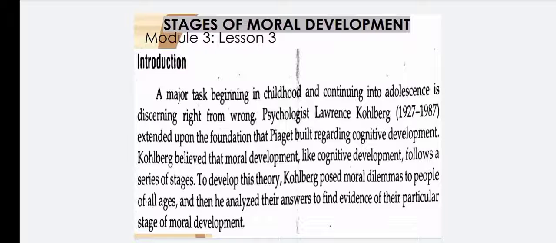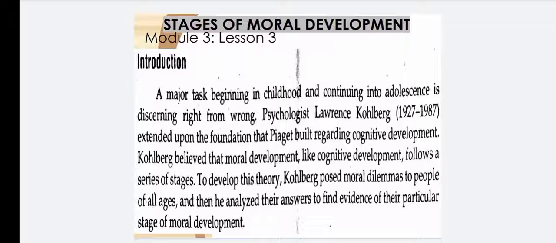Kohlberg believed that moral development, like cognitive development, follows a series of stages. To develop this theory, Kohlberg posed moral dilemmas to people of all ages, and then he analyzed their answers to find evidence of their particular stage of moral development. So, since childhood until adolescence is discerning right from wrong, every person has their own moral development.